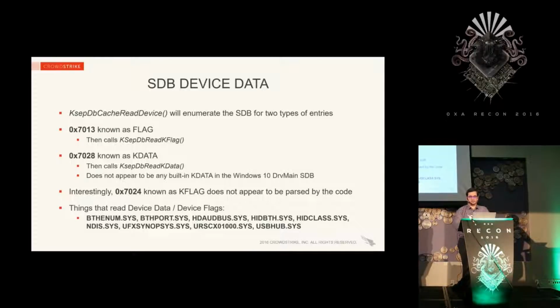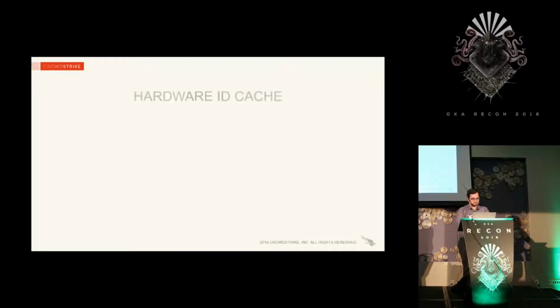So who actually reads device data or device flags? You've got a Bluetooth driver, port driver, and enumerator, the audio driver, the audio bus driver, the Bluetooth HID driver, the generic HID driver, NDIS, which is the network driver in Windows, UFX Synopsys, and URSCX, which I'm not sure what those do. I think it's another type of Bluetooth type stuff. And then USB hub, which is the USB driver. So all those drivers recognize that some devices that they manage are strange, and if the device flags match particular HIDs on your machine, these drivers will act differently, either fixing errata or working around a hardware bug that might exist.